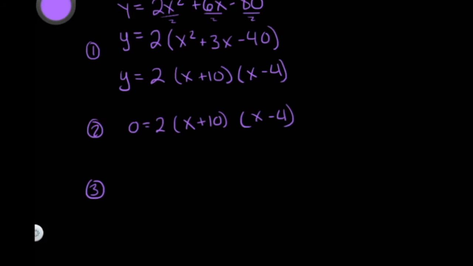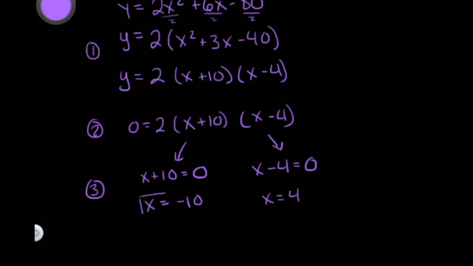So for this one here, I'm going to say x plus 10 equals 0. And for this one here, I'm going to say x minus 4 equals 0. So I have to, again, isolate my x, right? So this positive 10, if it moves to the other side, becomes a -10. This -4, when it moves to the other side, it becomes a +4. So there are my x's.